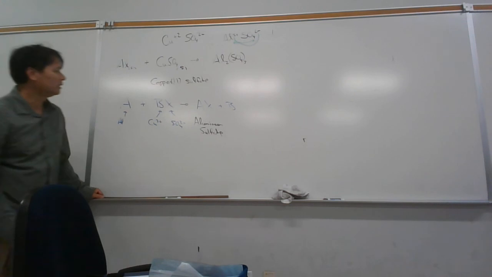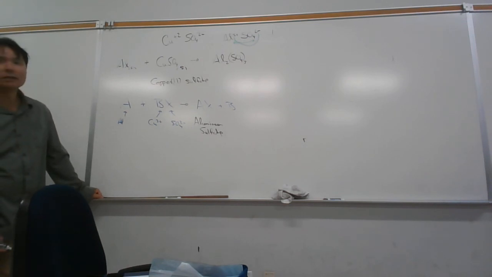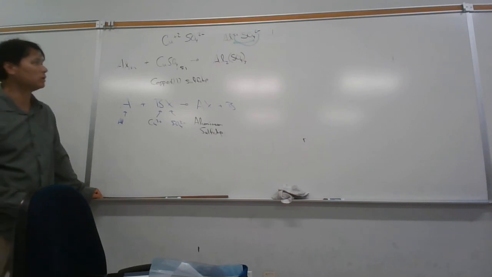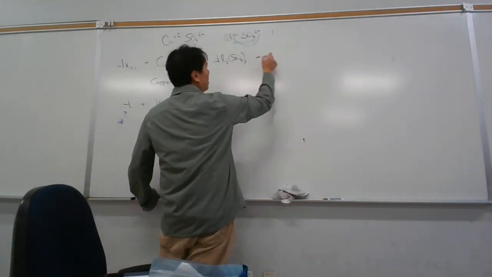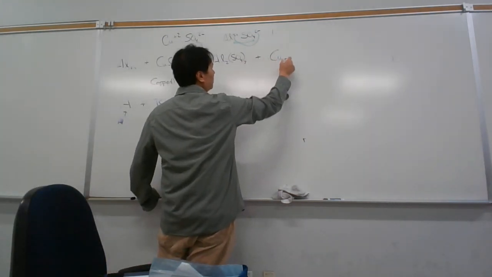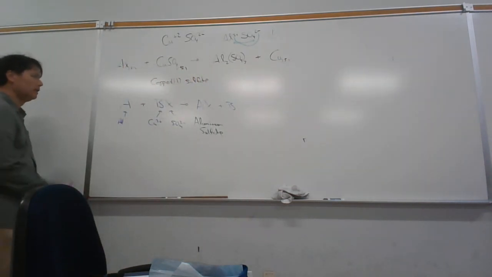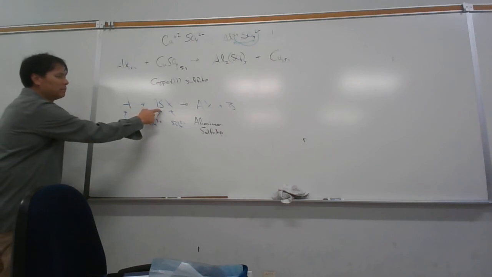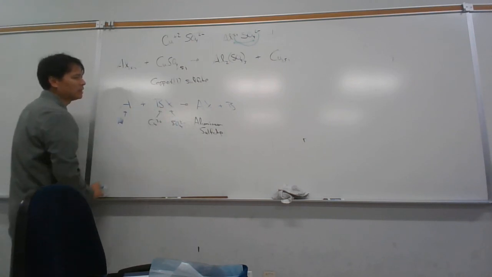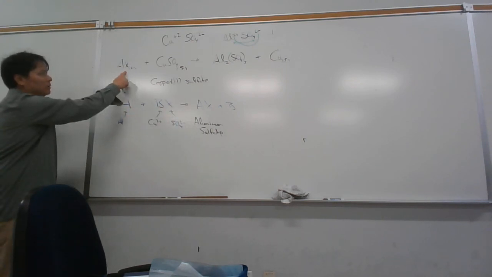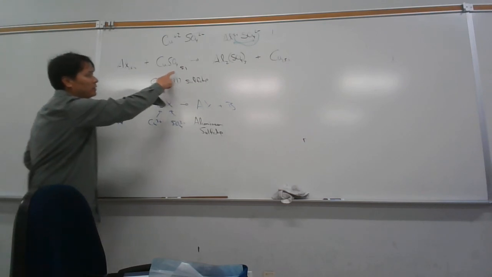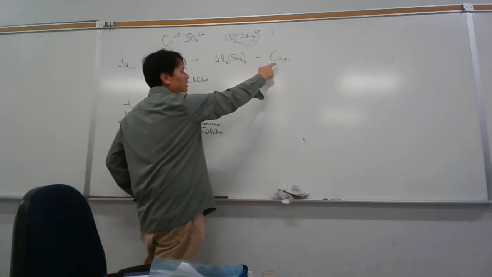And then B. B is going to be copper. But when copper is alone, it has to be neutral. And so it's going to form copper metal. Copper solid, the element. And so this is an element plus a compound yields a compound plus an element. So element, aluminum, plus a compound, copper 2 sulfate, yields a compound, aluminum sulfate, plus the element, copper.